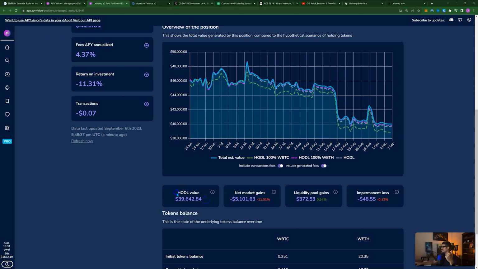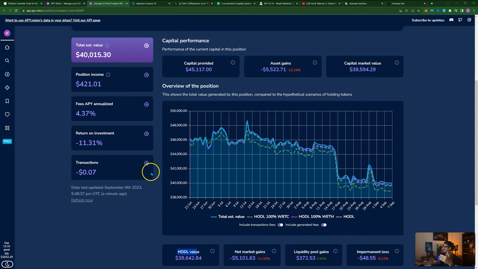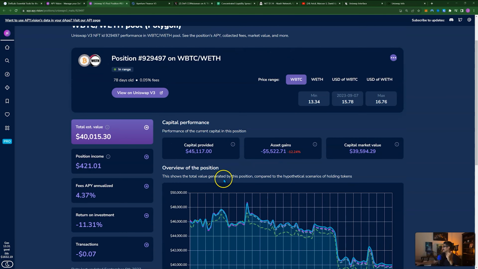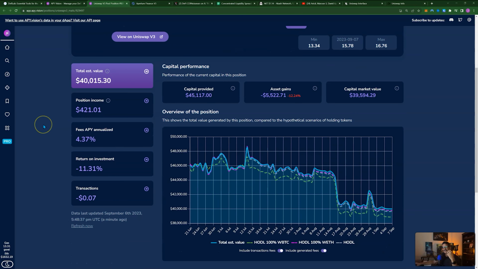This is how much my holdings would be worth if I didn't have it in a liquidity pool. So I'm actually outperforming just holding by like $372, which you can see right here. You know, net market gains, what can you do? Markets in a drawdown. It is what it is. But this is a great tool.